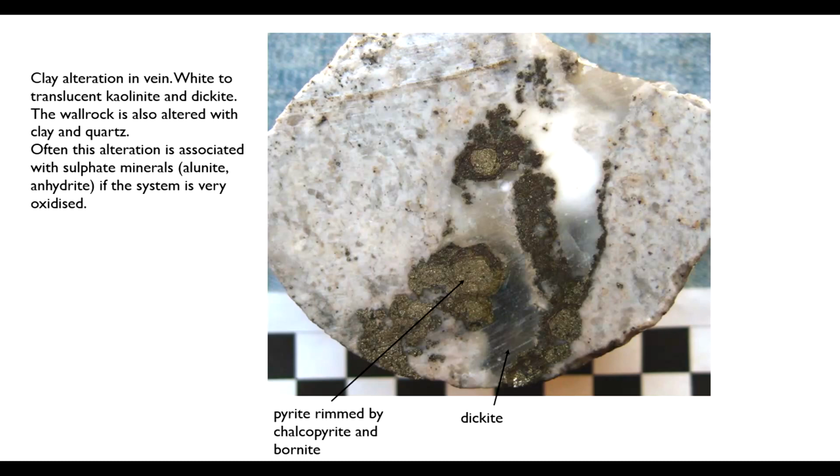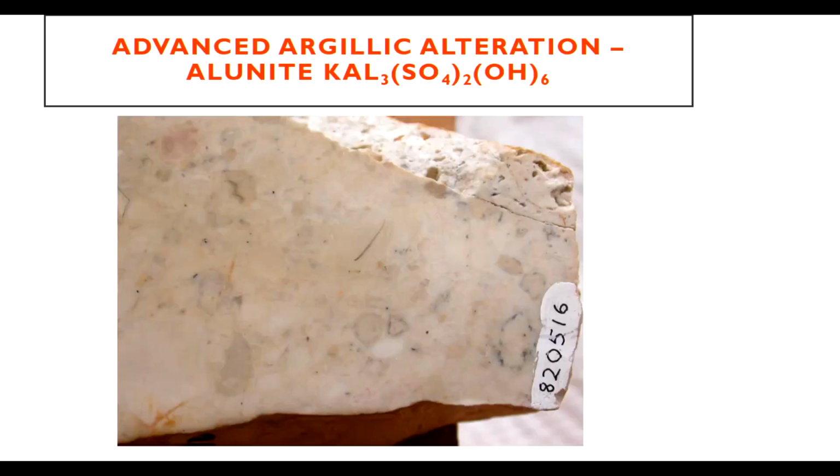So we might also get things like alunite and anhydrite, if the system is very oxidized. So here's an example of alunite. So potassium aluminosilicate, but with a sulfate. Sorry, not silicate, potassium aluminium sulfate, a hydrated version.